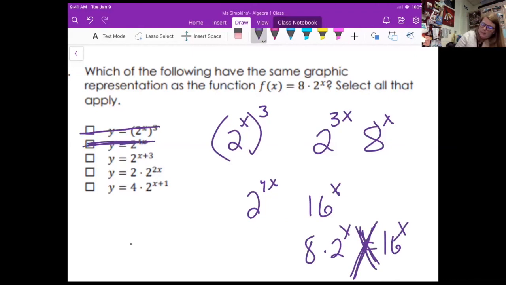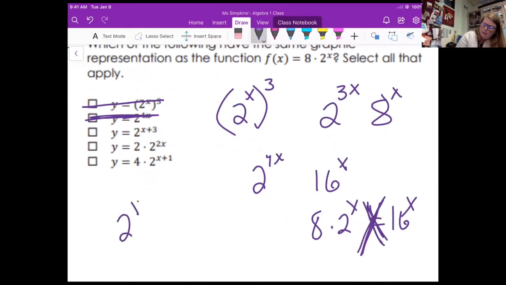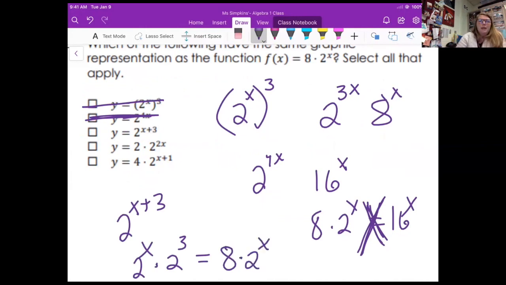So let's look at the next one. 2 to the x plus 3. So this is similar to the one we just looked at. We can break this up into 2 to the x times 2 to the third. What is 2 to the third? 8. 8 times 2 to the x power. Are those the same thing? Yes, they are. Same as this, yes.